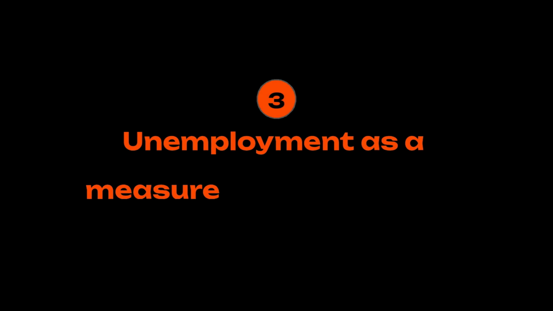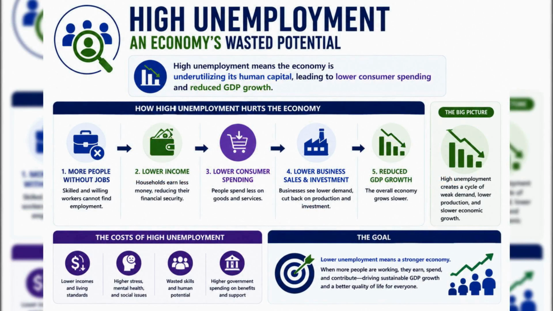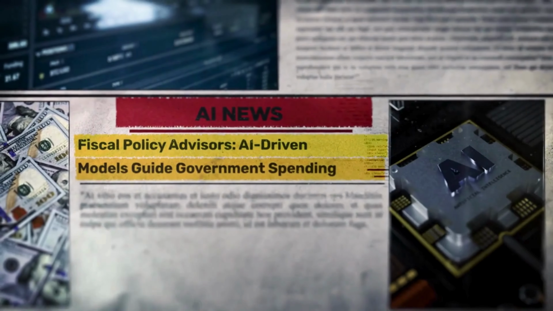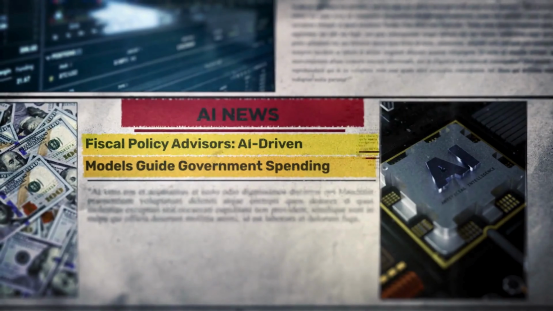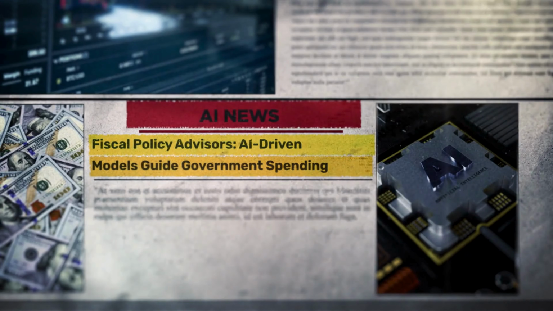The third pillar is unemployment, which measures the percentage of the labor force that is actively looking for work but cannot find a job. High unemployment means the economy is underutilizing its human capital, leading to lower consumer spending and reduced GDP growth. To manage these three pillars and keep the economy stable, authorities use two primary types of economic levers: fiscal policy and monetary policy.